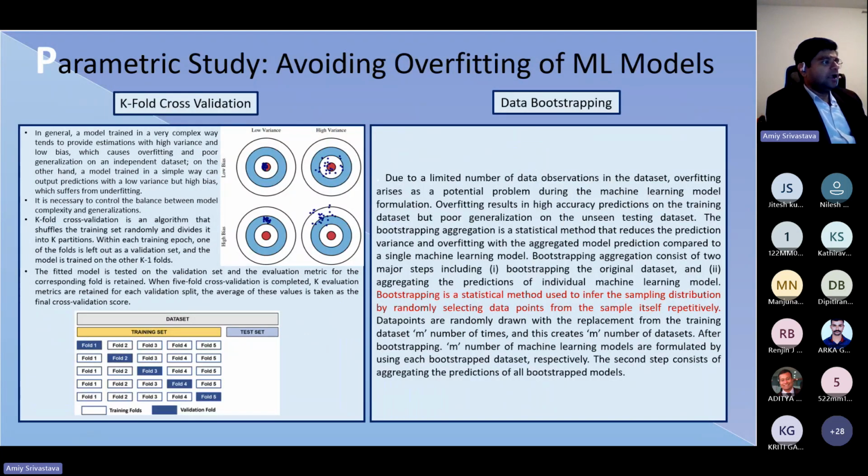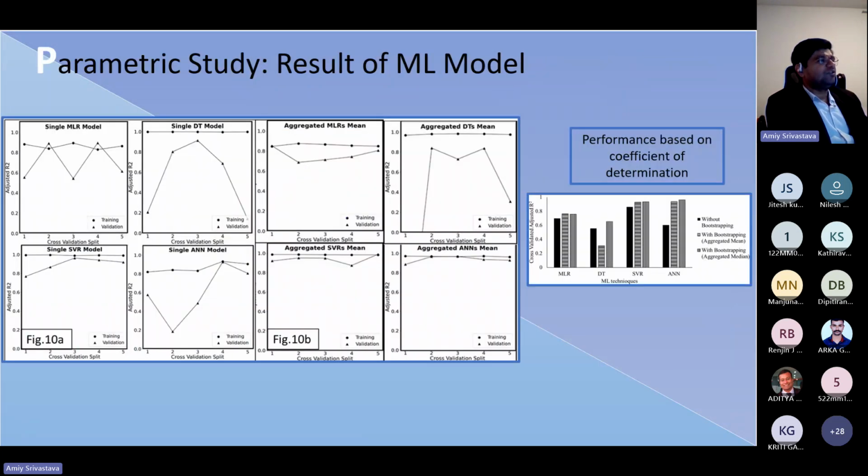Here I have also noted down, for the sake of students, what k-fold cross validation is and why we needed it, and what data bootstrapping was and why we needed it. I wrote all these things down, and students can read it after that if they want to study, if they want to make their career in machine learning. Okay, let's move on to the next slide.